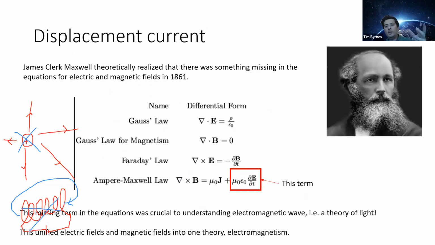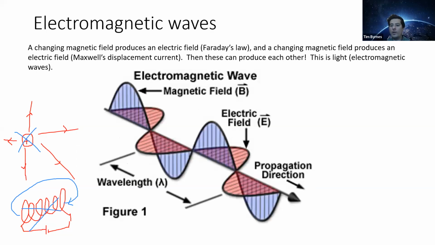And then if you have a changing electric field, it can produce a magnetic field. And so basically, the magnetic field produces the electric field, and then the electric field produces the magnetic field, and then this just keeps on going. It doesn't require any charges or currents at all, and you can have this self-sustaining oscillation between magnetic and electric fields. And this is actually what light is.